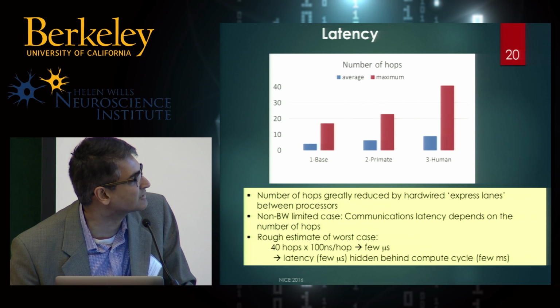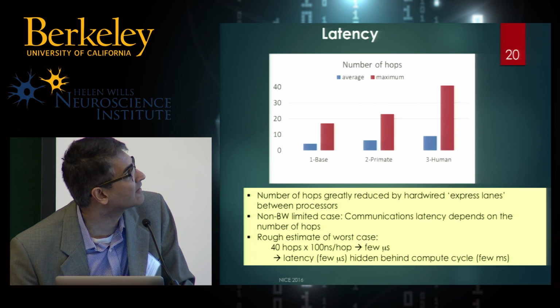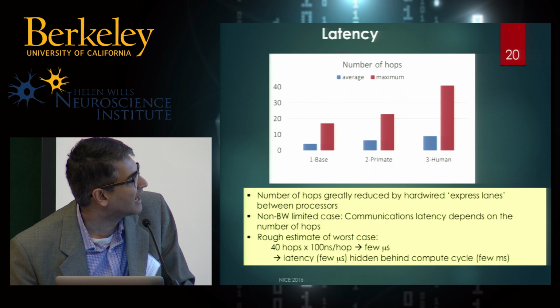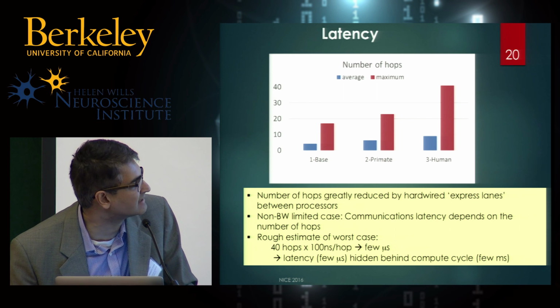And the communications latency really depends on the number of hops. The blue is sort of the average latency, and the red is kind of the maximum latency, which for the human case is about 40. We can make a rough estimate of the worst case then based on this.